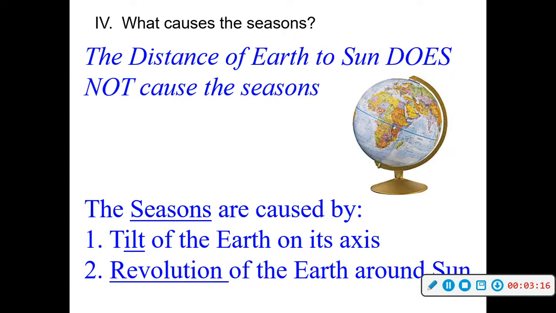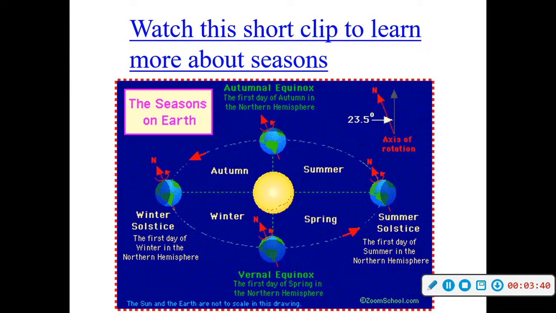All right, what causes seasons? Okay, so distance of Earth to the sun has nothing to do with the season. The seasons are caused by the tilt of the Earth on its axis, and that's why all globes show that tilt, and the revolution of the Earth around the sun. And what's going to happen is the sun is going to target different areas on the globe during different times of the year, because as it orbits, a different part will be hit.